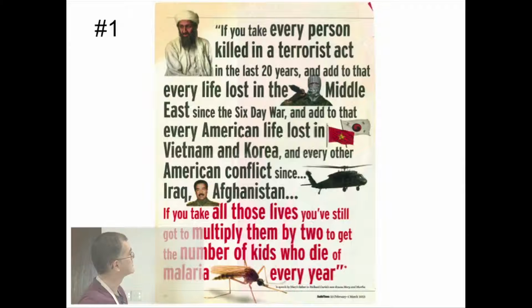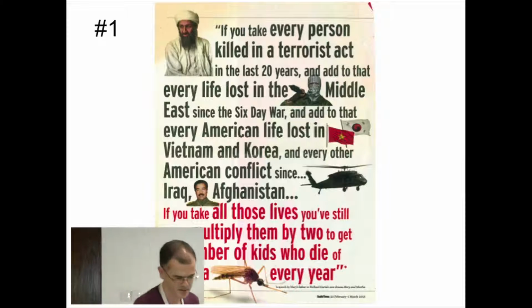So what it says is, well, you already read it probably, but if you sum up all the people killed in terrorist acts and major wars, every life lost in the Middle East since the Six-Day War, add that to every American life lost in Vietnam and Korea. These are all based on very much bias towards American conflicts, but if you add all those together, there would still be half the number of people who die of malaria every year.